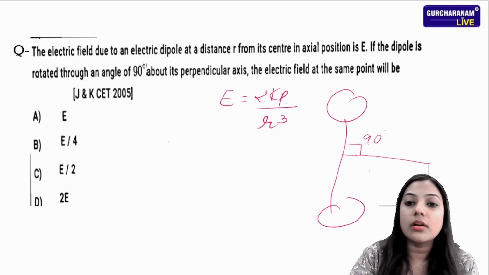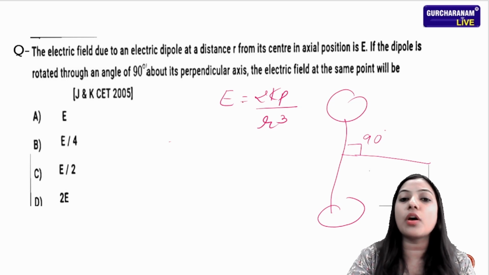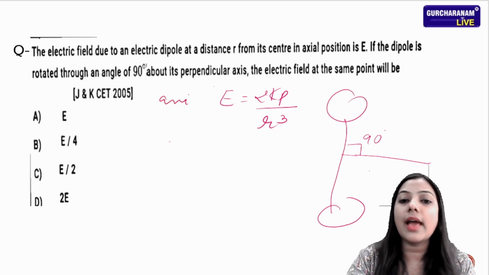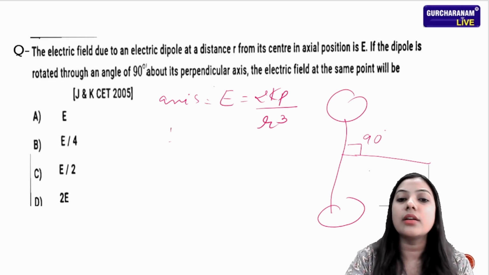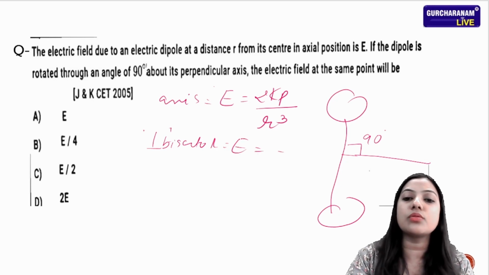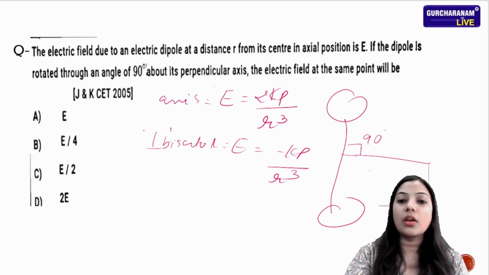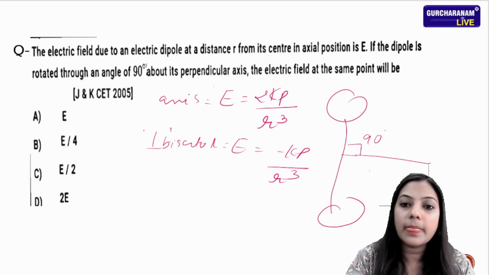Now, this is the formula for the perpendicular bisector. This is the formula of the axis. Because of the axis and the perpendicular bisector, we have this form. What? E is equal to minus Kp upon R cube.